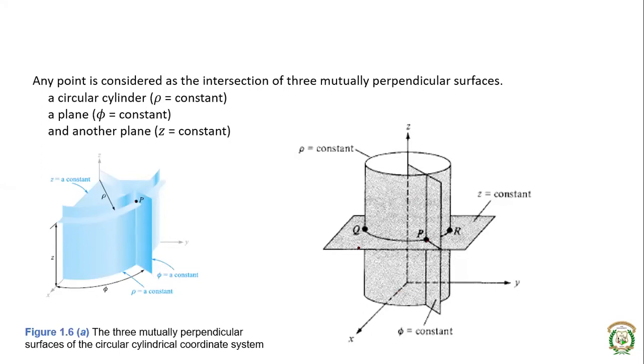And z is equal to constant plane, it is a complete plane which can be from minus infinity to infinity. Okay, rho is equal to constant plane. Again, it can be from 0 to infinity. Again, there is no negative value for rho there, right? Rho can be 0 and it can have any value till infinity. So this is the way you can locate a point.